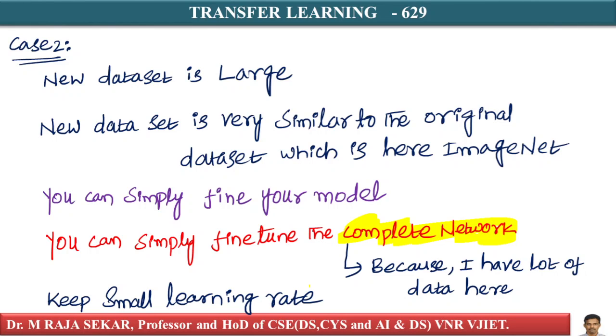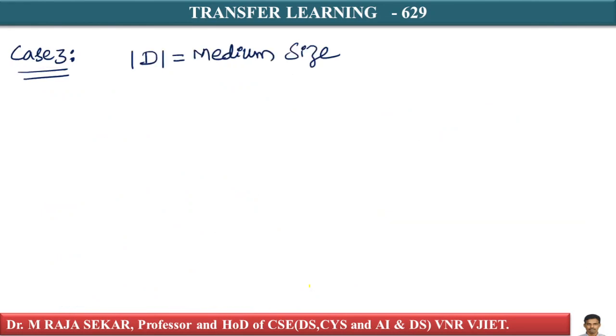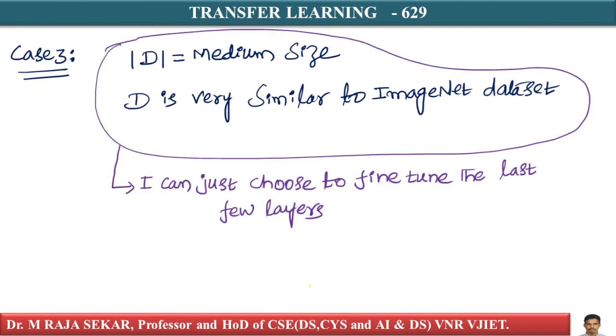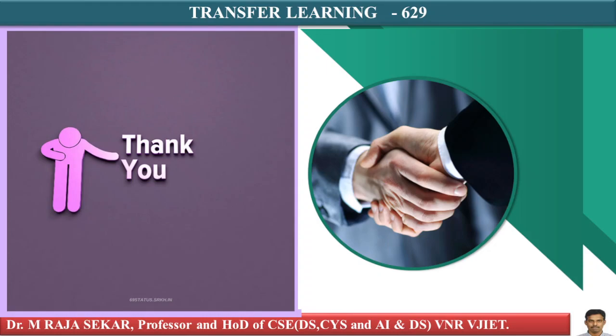Imagine if D is medium size. If your data set is medium size and very similar to my ImageNet data set, let's think of this as case 3. I will discuss this case 3 in my next lecture, that is in lecture number 630. Thank you very much.